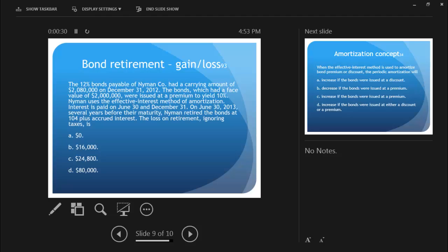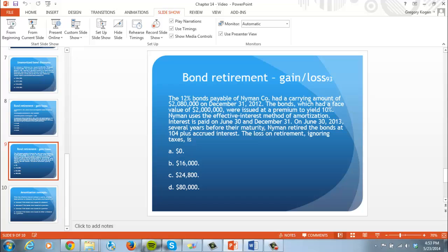Hi everybody, I wanted to go over some of the debt extinguishment in terms of bond retirement here. And what I wanted to do specifically is go over this question regarding these 12% bonds payable of Nyman Company. They had a carrying amount of 2,080,000 on December 31, 2012.